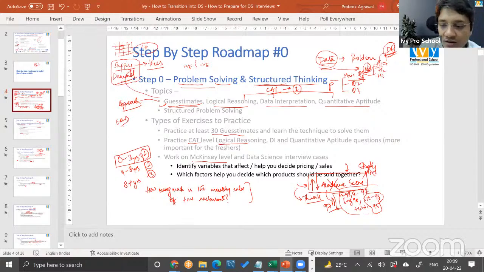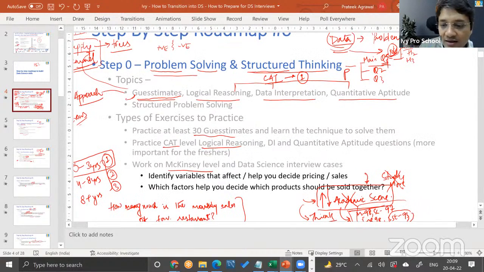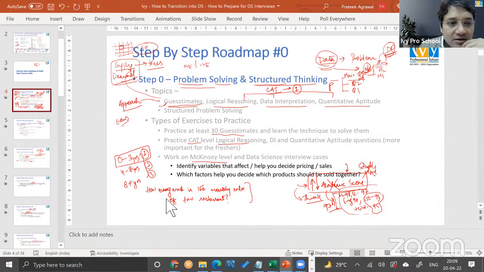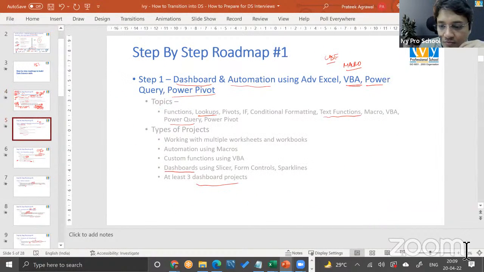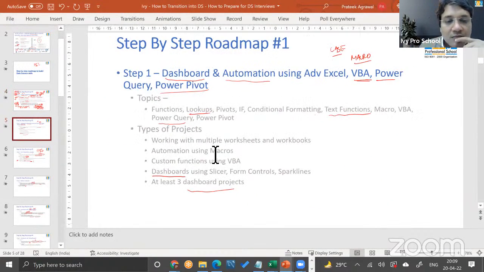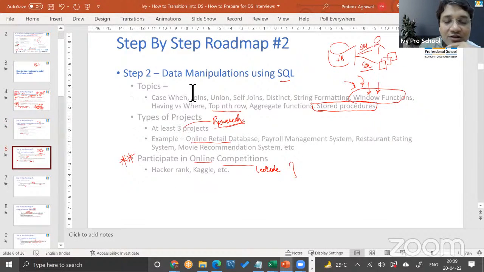So that's going to be an important thing as well. And the next step that we spoke about was step number 1, which is dashboard and automation using Excel, custom function creation using VBA, PowerQuery, data manipulation using PowerQuery, PowerPivot, very important. And then we spoke about data manipulation using SQL. SQL is a common language which databases speak.